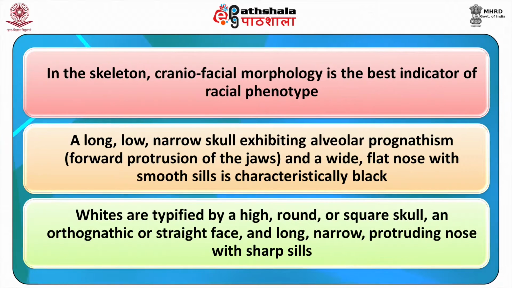Whites are typified by a high, round or square skull, an orthognathic or straight face, and a long, narrow, protruding nose with sharp sills. It must be kept in mind that these are archetypal or ideal descriptions, and there are many variations within each group and overlap with the others. It also must be emphasized that bones do not give any direct indication of the intensity or shade of the skin color within a race.